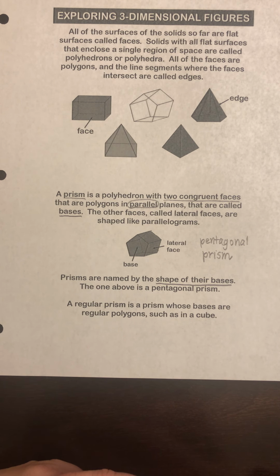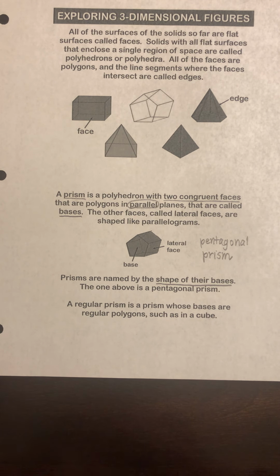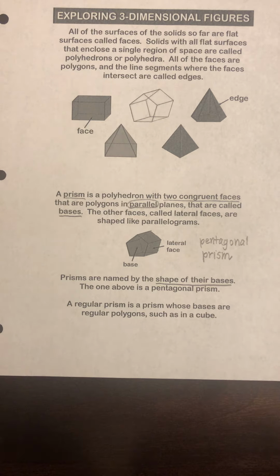You know how a cube, each side is a square. All of those squares are the same size. They're the same shape. They're regular, okay? So that is a great example of a regular prism.